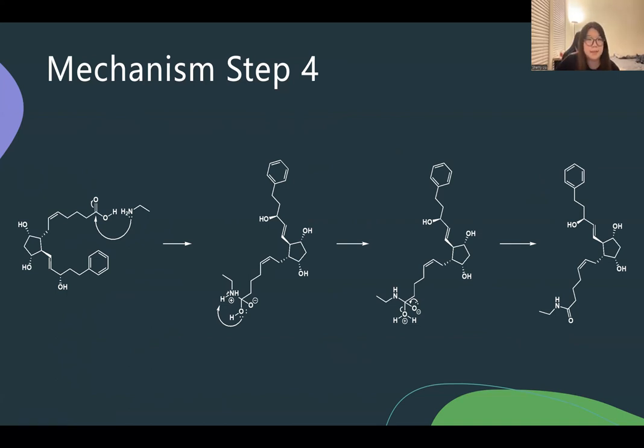For the last step, the lone pair on nitrogen attacks the carbonyl first, forming a negatively charged oxygen, which then acts as a nucleophile. Then the lone pair on oxygen attacks the hydrogen bonded to nitrogen, which forms a good leaving group, H2O. Finally, the lone pair on oxygen comes down, helps the H2O group to leave, and then forms our final product.